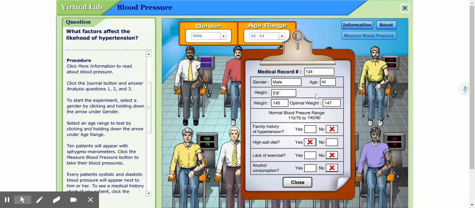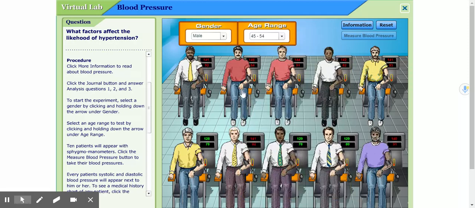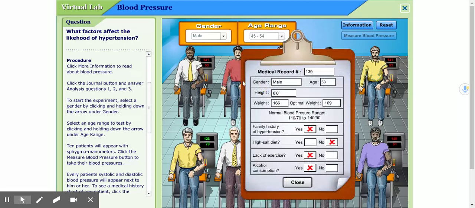This person is 48. Their weight is 145, optimal weight 147, so they're underweight. Family history: no. High salt diet: yes. Lack of exercise: yes. Alcohol consumption: no. Let's take a look at the next one. Please try and see if there's any consistency in any of the information we're looking at to see whether there are any trends that you notice.